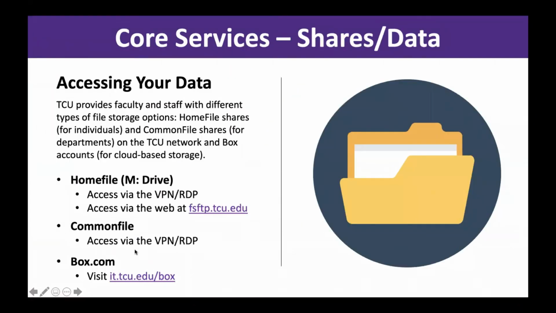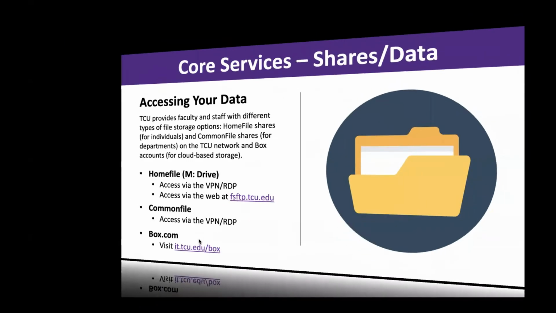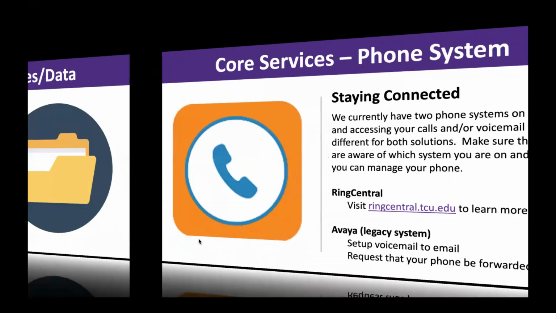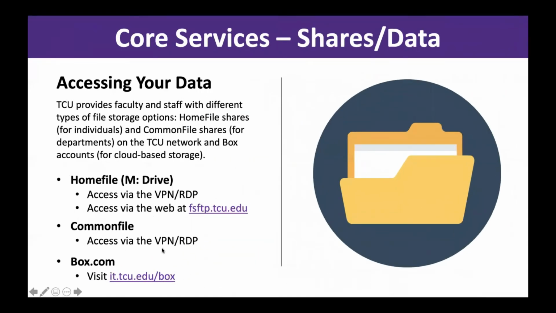Now, common file is your group file share, like your departmental share or other shares where you have multiple people who have access to that common file share. The only way you can access those is through the VPN and remote desktop. And oh, I clicked too far. Let me go back. So the only way that you can access those is through the VPN and remote desktop. I will talk about that. I'm going to come back and hit that slide in just a second.